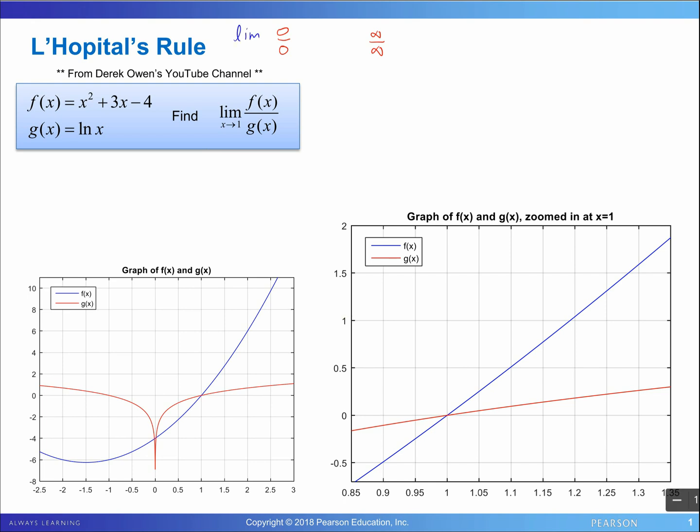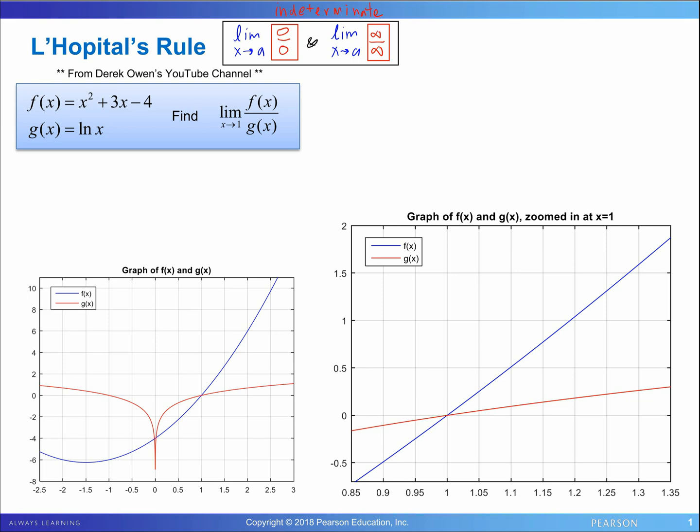Limit of 0 divided by 0 when x approaches a certain value. Let's call it a. Same thing here. Limit of infinity divided by infinity when x approaches a. As I mentioned earlier, this technique can only be used when the limit has the form of either 0 divided by 0 or infinity divided by infinity. As you know, these two are indeterminate forms. So you have to find other ways to find the limit value.